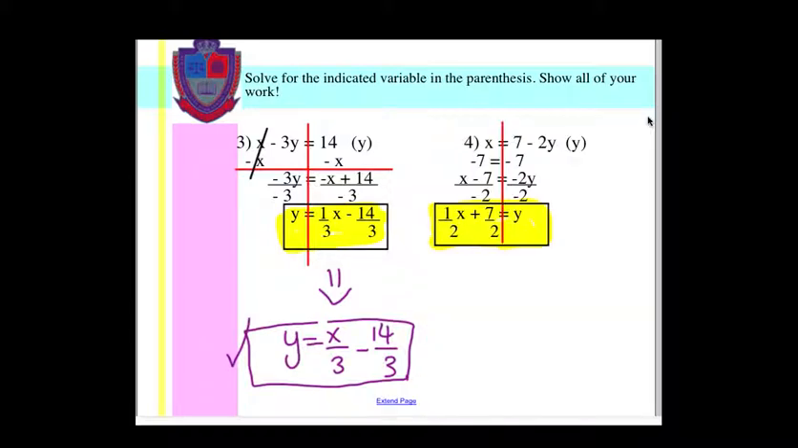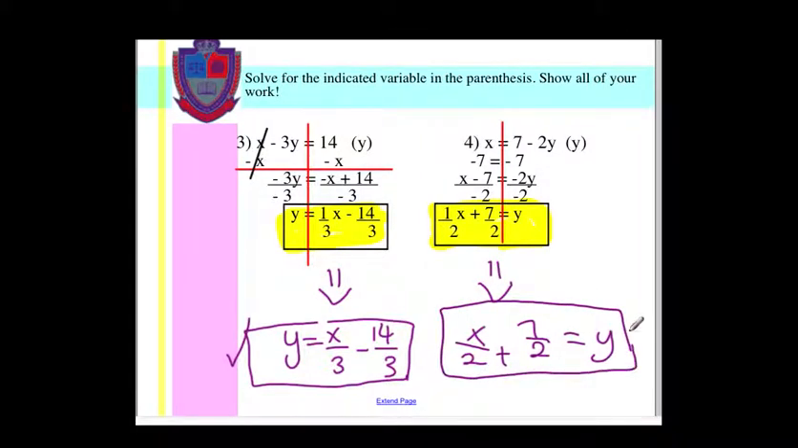There you go. You should get something that looks like this. Same thing as, remember, we said x over 2 plus 7 over 2. X over 2 plus 7 over 2 equals y. Same exact thing, guys.